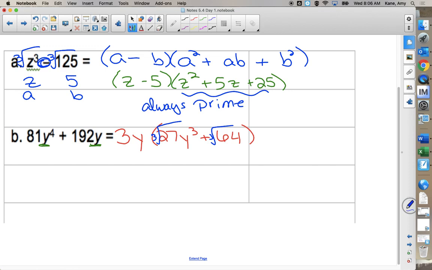So Ava, the cube root of 27 is 3. And the cube root of 64 is 4. So here's my A and B terms. So A is 3y, B is 4. So then I'm factoring it AB, A squared, AB, B squared.